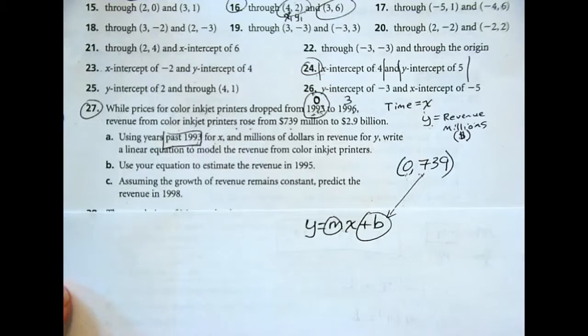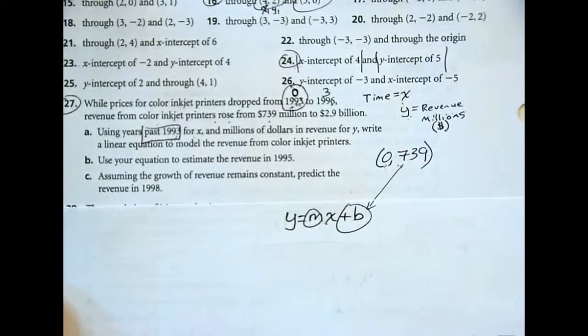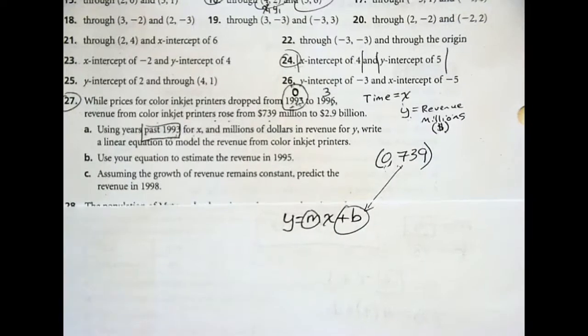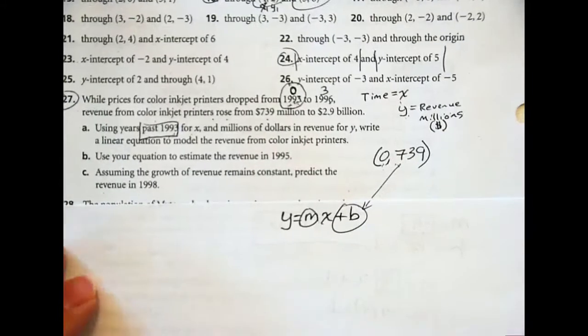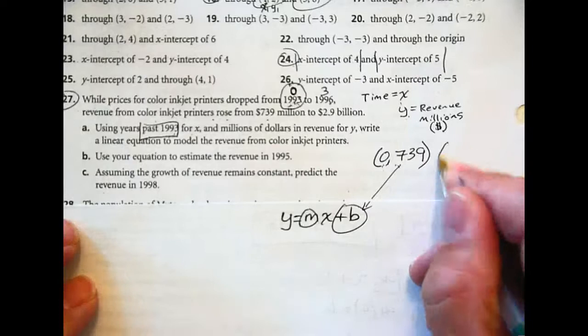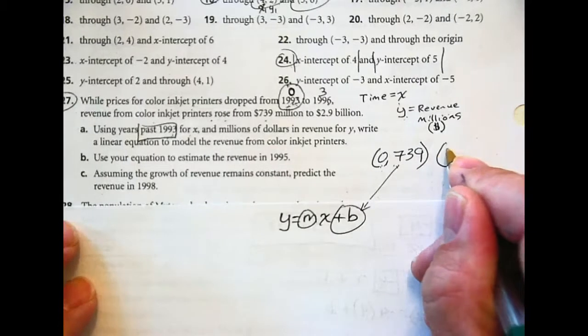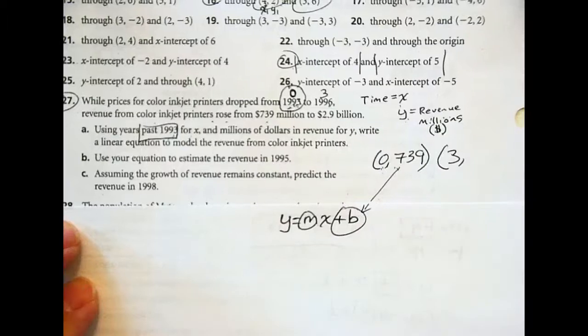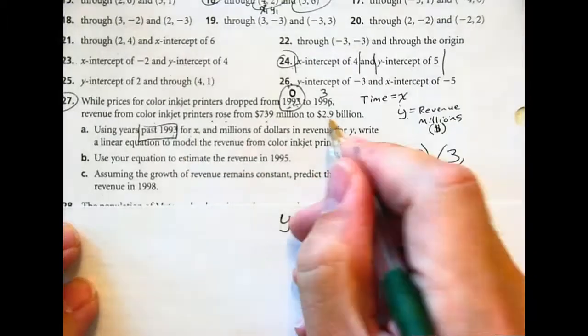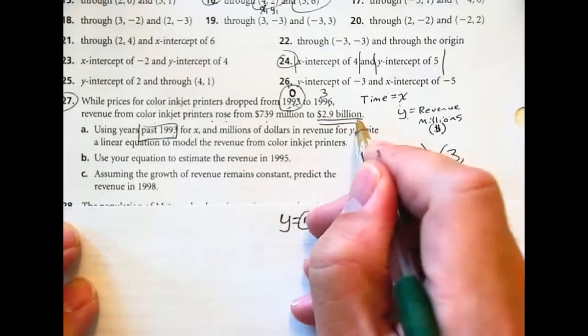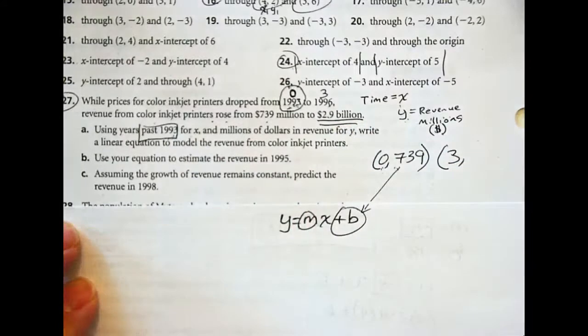Do we know another point? Because if we know another point, what can we find? The slope, which is what we need. Everyone come up with that other point. You get 10 seconds. It would be 3, 0. Okay, time's up. What's the x value? 3. What's the y? 2,900. Good. It's 2.9 billion. 1,000 million is 1 billion. So 2.9 times 1,000 is 2,900.